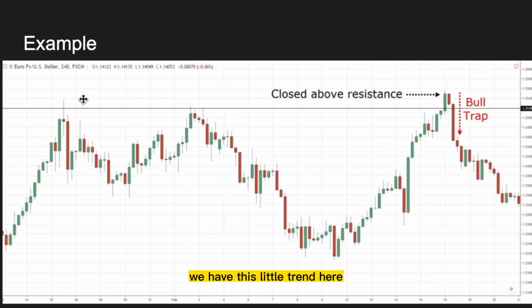So as you see, we have this little trend here. This is for the euro, right? So these were our highs. We had printed around $1.25. It had been resistance for quite a while. Boom, and boom here again.